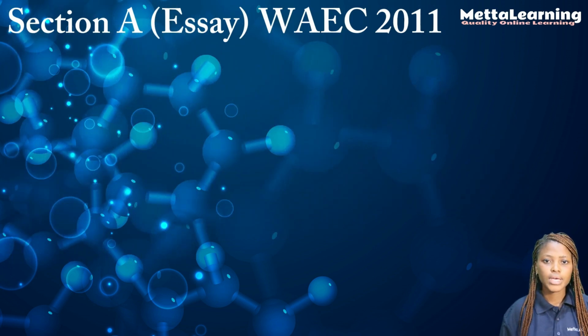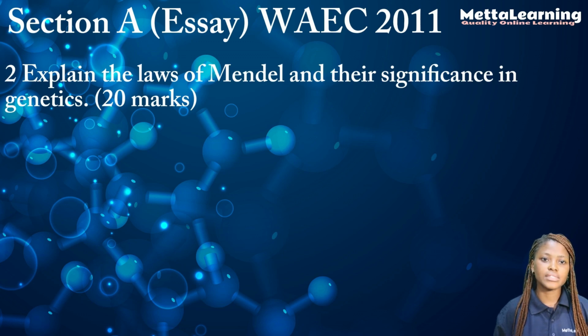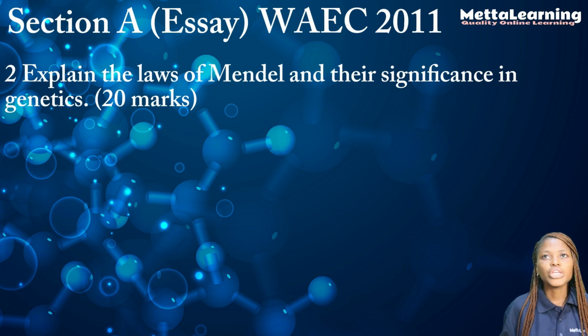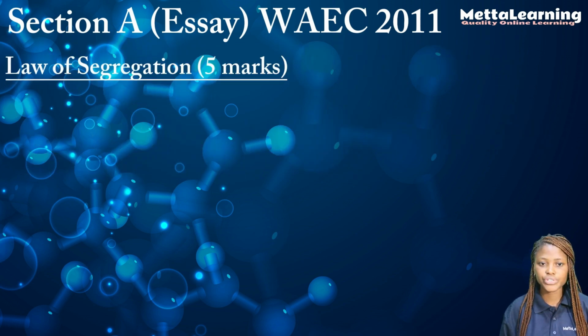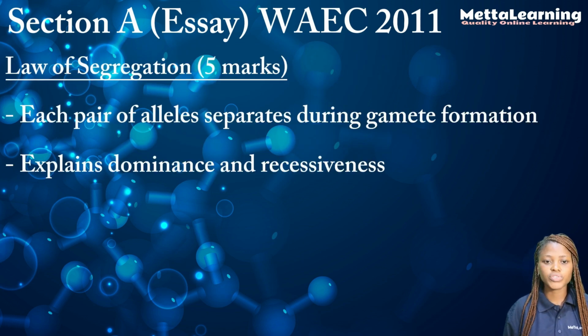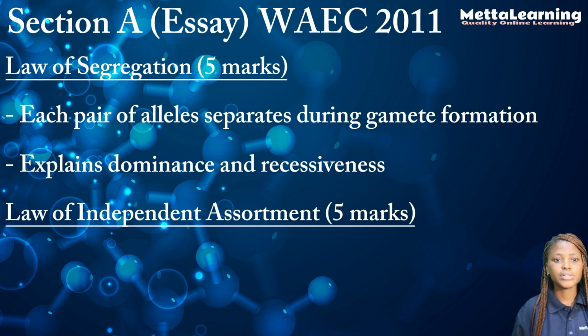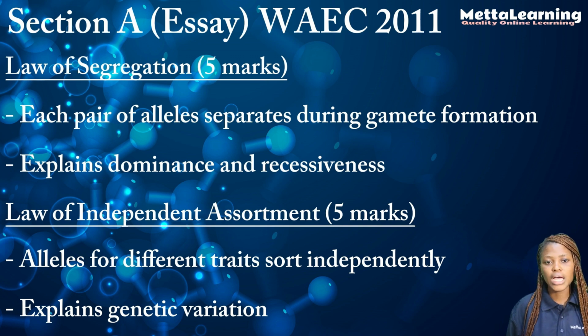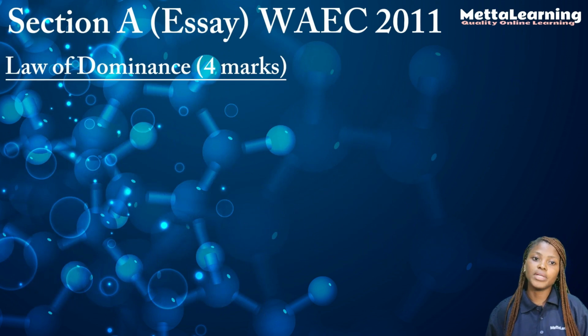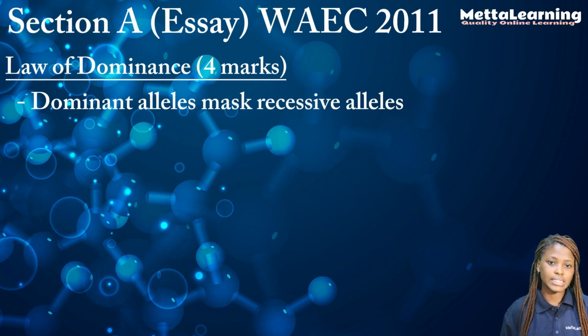Question 2. Explain the laws of Mendel and their significance in genetics. You see, Gregor Mendel's laws of inheritance describe how traits are passed on from parents to offspring. Law of segregation: it says that each base pair of the alleles separates during gamete formation, and explains dominance and recessiveness. Now, law of independent assortment says alleles for different traits sort independently, and it also explains genetic variation. Now, law of dominance: dominant alleles mask recessive traits.